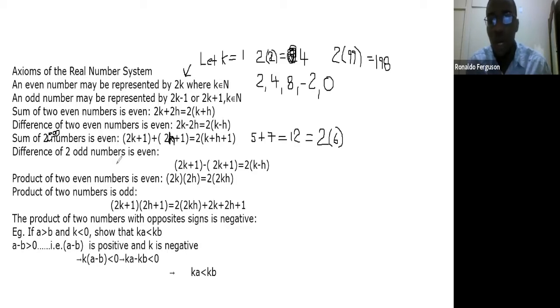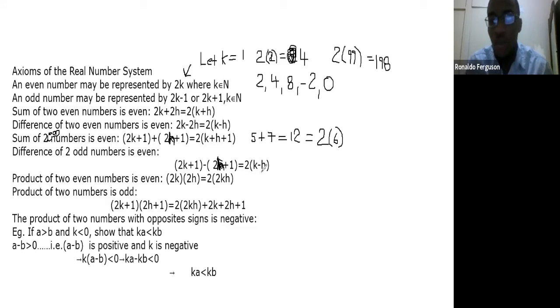Now the difference of two odd numbers. 2k plus 1 minus 2h plus 1, taking the difference of them now. So we get 2k minus 2h, and then the 1 minus the 1 cancel. And so we get 2 times k minus h. And so the difference of two odd numbers is even.